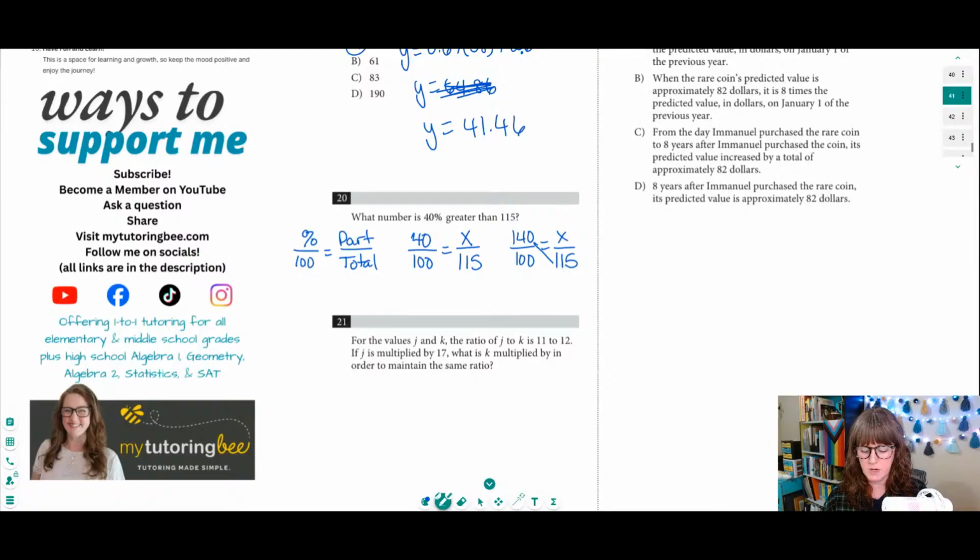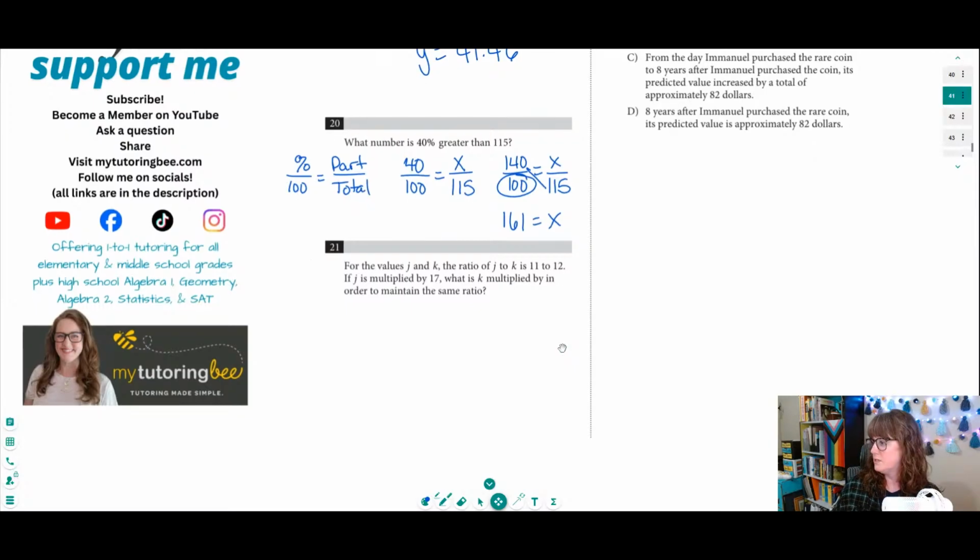So 140 times 115, that gives us 16,100. But then we're going to divide by 100. We're going to divide that 16,100 by 100, just move the decimal over 2 spots. So that gives us 161. So that gives us the total without having to do that second step of adding. We already sort of pre-added that 100% into our percentage. All right, let's go on to 21.